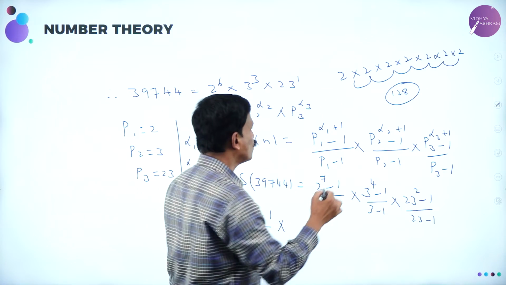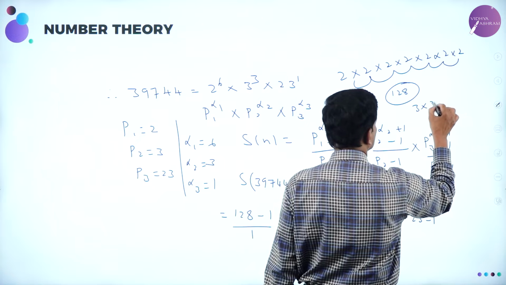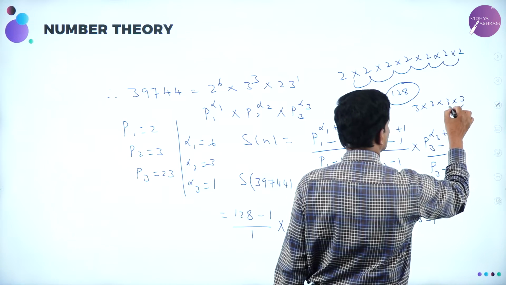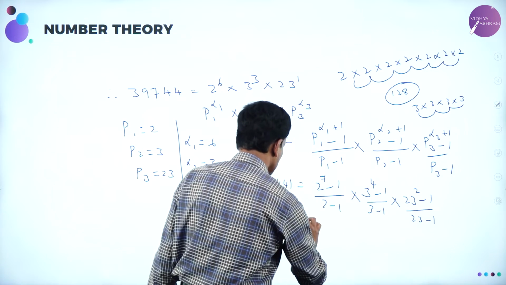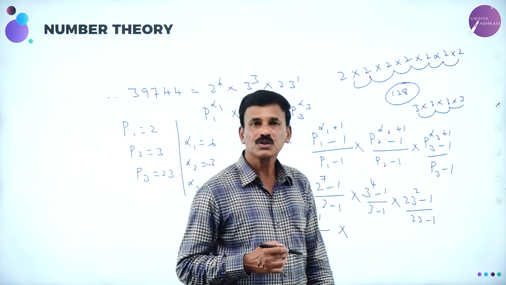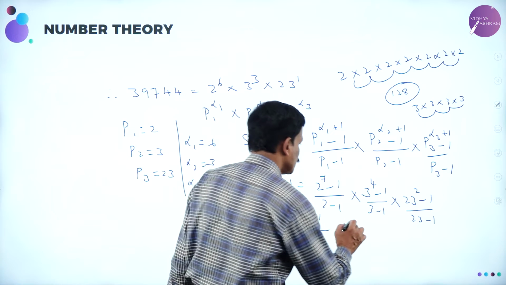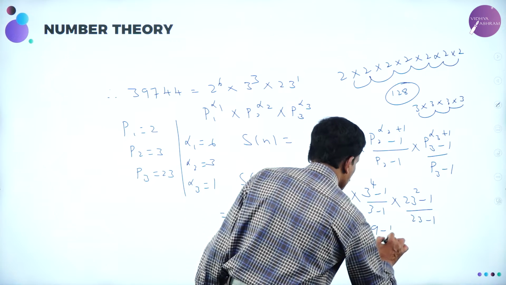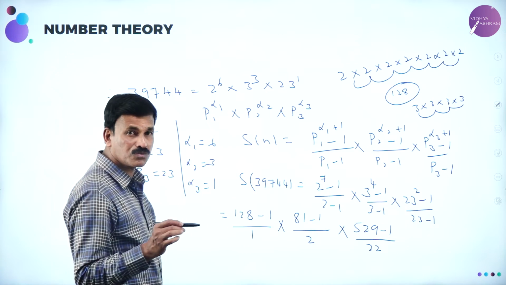3 to the power of 4, 3 into 3 into 3 into 3. 3 3s are 9, 3 9s are 27, 3 27s are 81. Minus 1 divided by 3 minus 1 is 2 into 23 square is 529. 529 minus 1 divided by 23 minus 1 is 22.